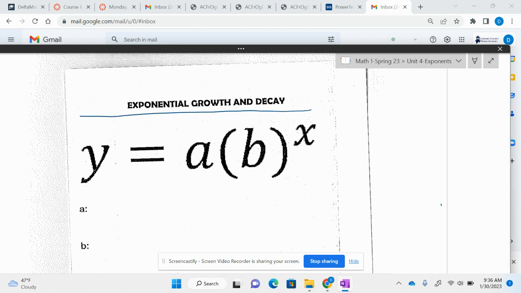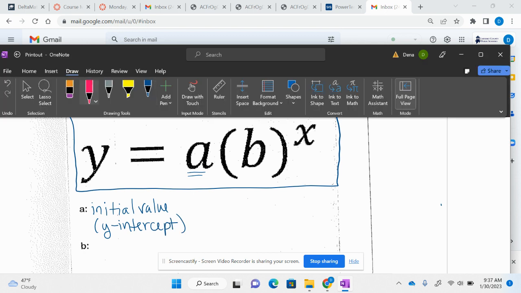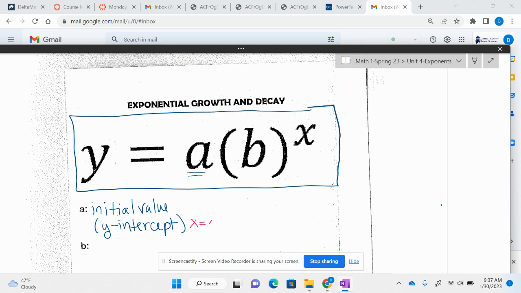So remember that we write exponential functions in this form. Remember that A is the initial value. It's the y-intercept. And remember that the y-intercept happens when x equals 0. And when we talk about growth and decay, typically it is our starting value. How much did you start off with?